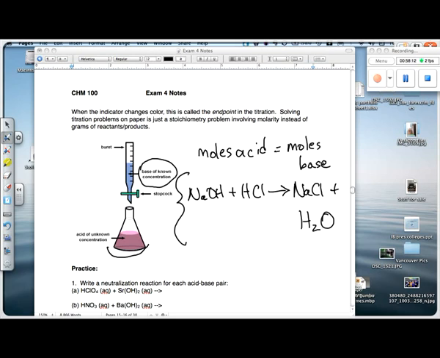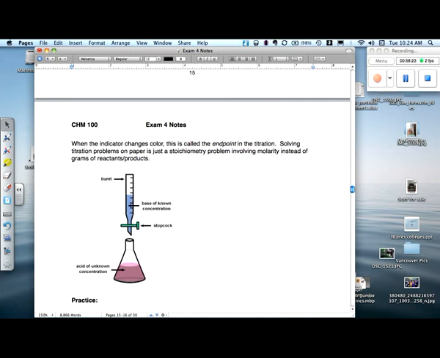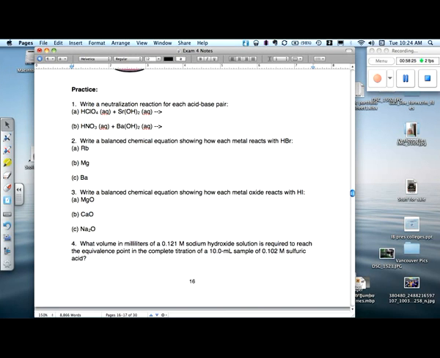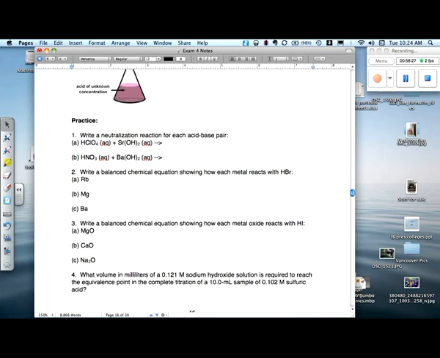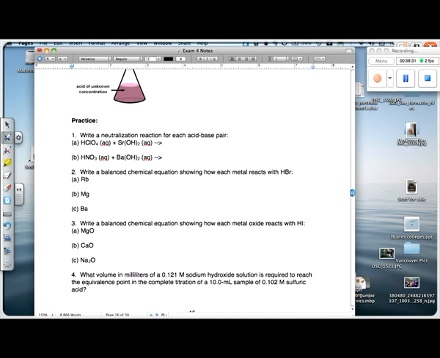Let's do a few practice problems here, and then we're going to draw this long lecture, I know it's long, to a close. Four examples. Write a neutralization reaction for each acid-base pair, so use double replacement.